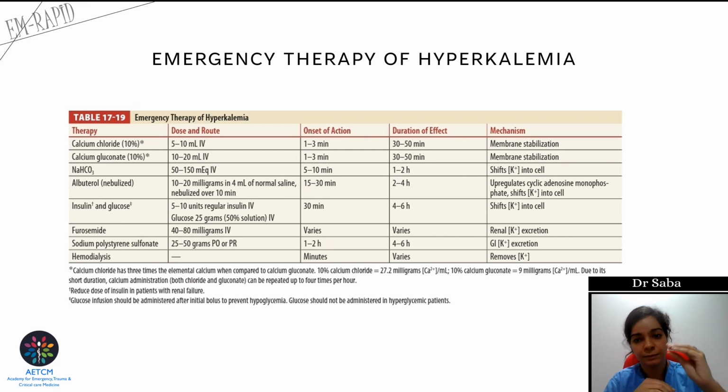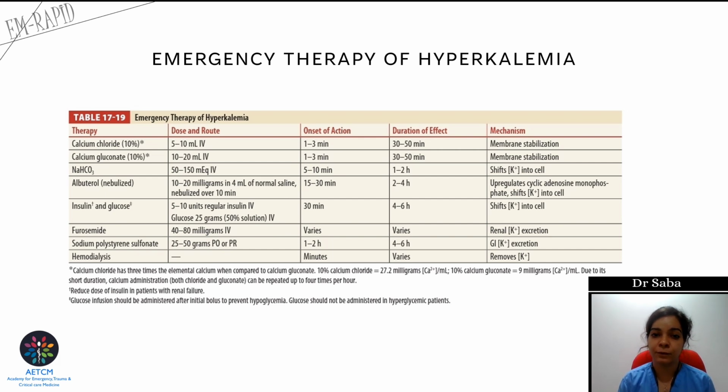So those are the calcium drugs, the membrane stabilizers; sodium bicarbonate, salbutamol, the beta agonists, and the insulins are the shifters. Diuretics and hemodialysis fall under the excretor category. But let's just say if a patient is in cardiac arrest, then we give calcium chloride and we push sodium bicarbonate. And if the patient has revived and potassium levels are persistently high, hemodialysis will be your go-to therapy.